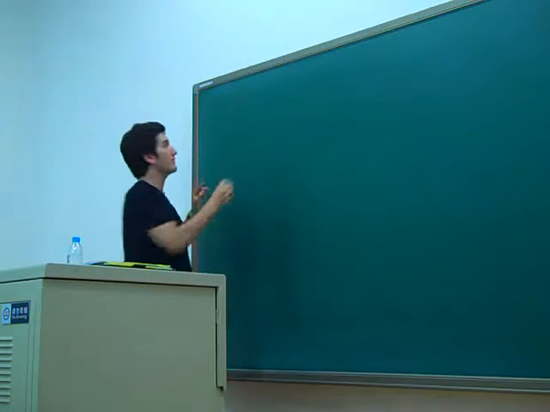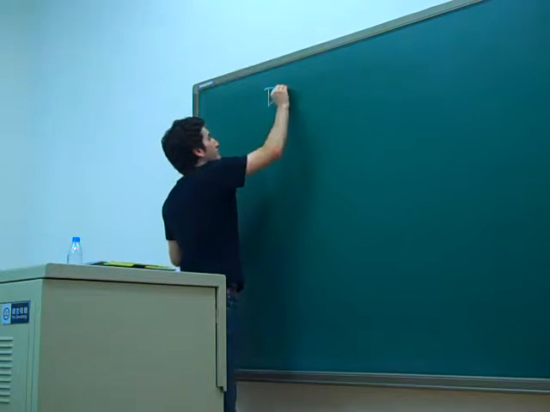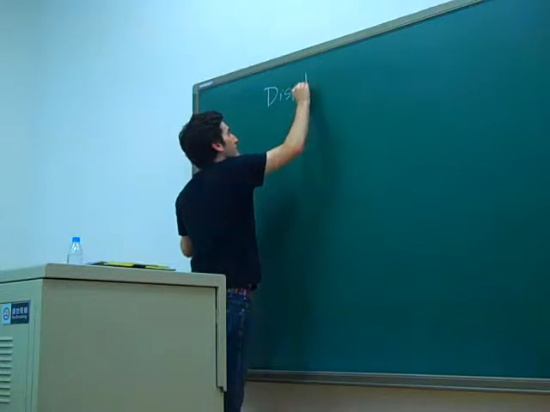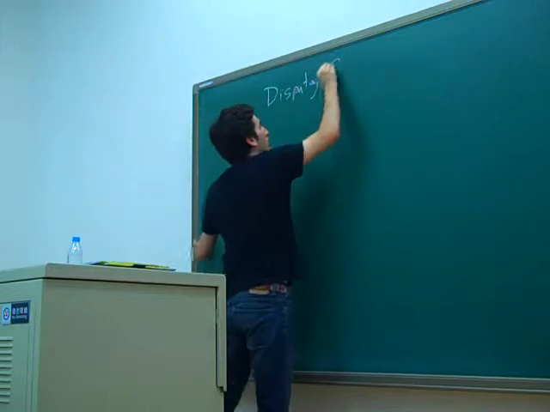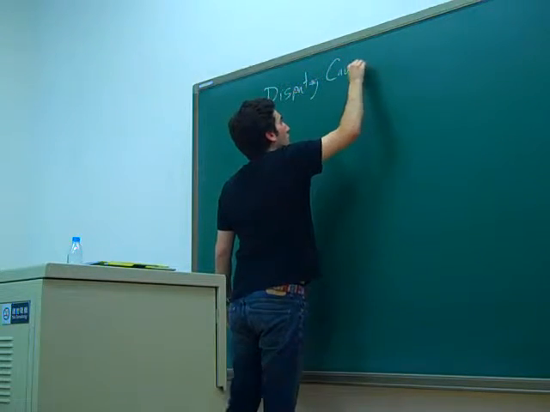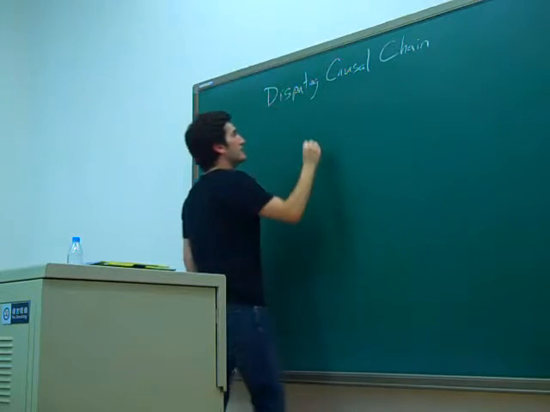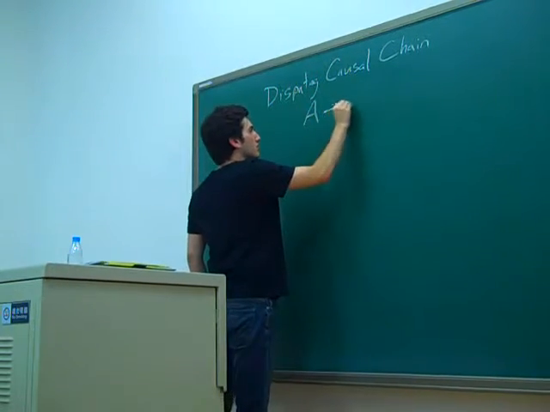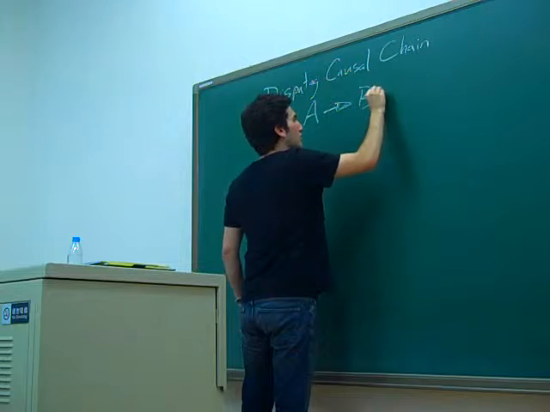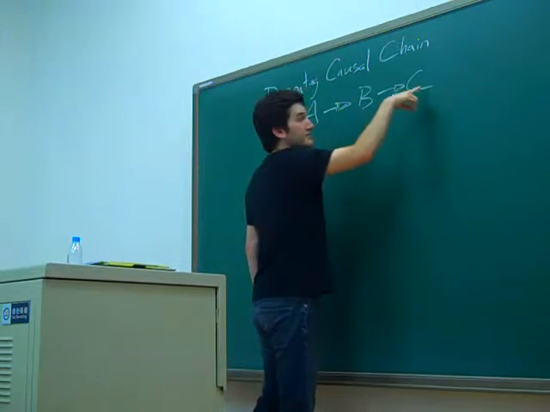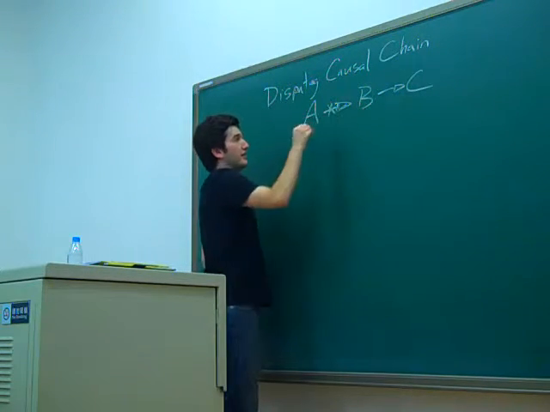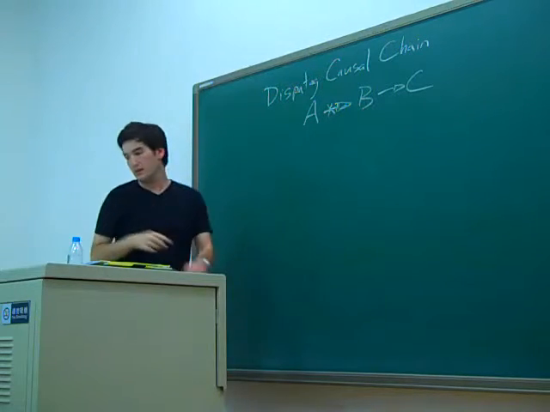Okay, so what I talked about was the first one, which was disputing the causal chain. This was the idea where someone says A leads to B, leads to C, C is bad. So remember again, you attack here. That's disputing the causal chain.